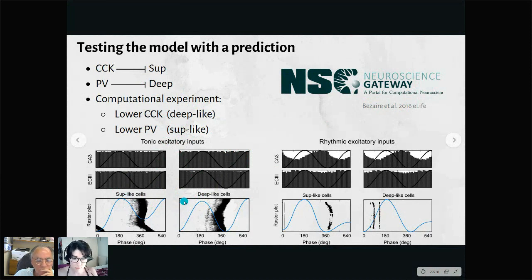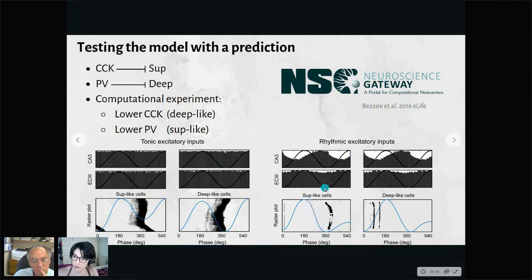But we couldn't get these superficial and deep-like cells. We were quite surprised and disappointed also. But later we realized that the local field potential, the clock by which we measure the theta phase, is computed from pyramidal cell spiking. So by definition, pyramidal cells are going to be firing always at the trough. So we couldn't use this tonic excitation input. We had to use rhythmic excitatory inputs to have an external clock.